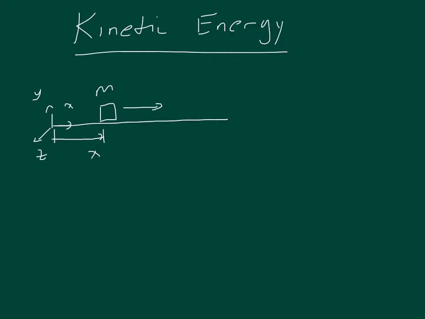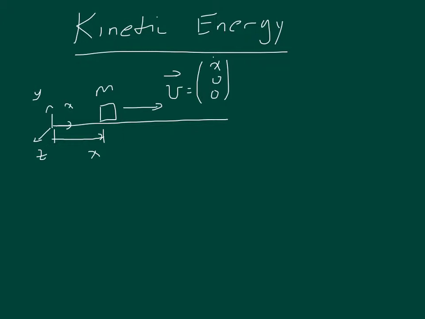So the velocity vector of this mass then would be equal to, so this is a velocity vector, let's just put the arrow to remind ourselves, would be x dot, 0, 0, because there's no velocity component in the y direction or the z direction.